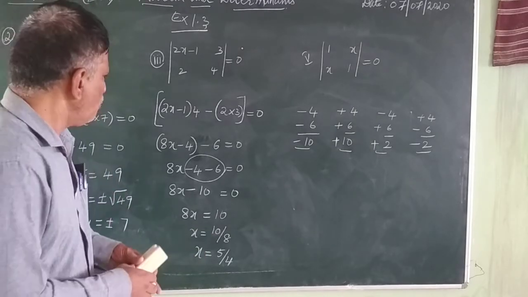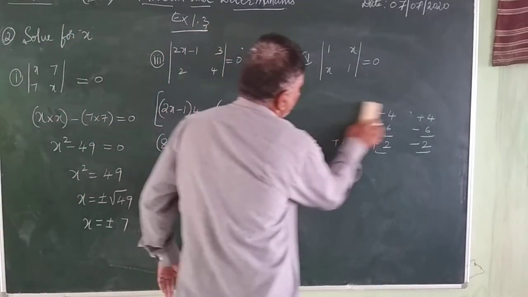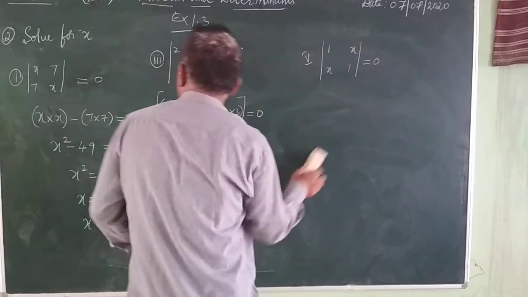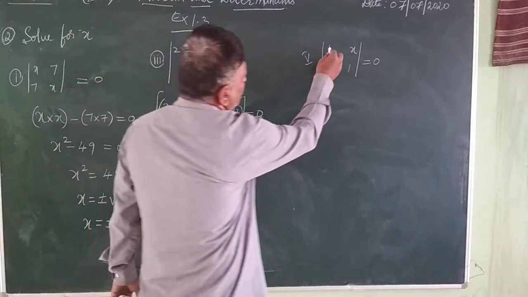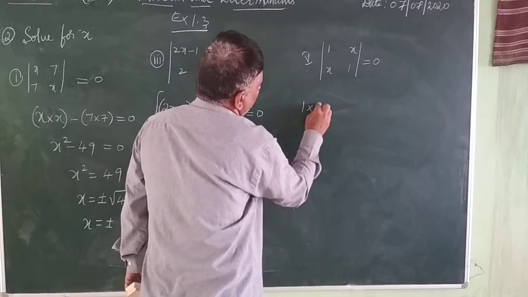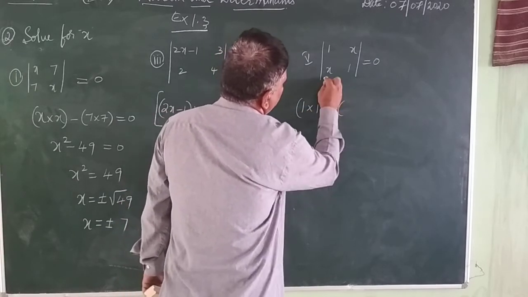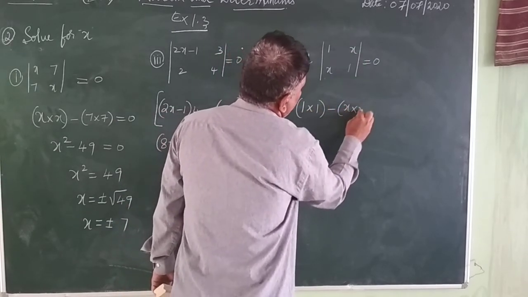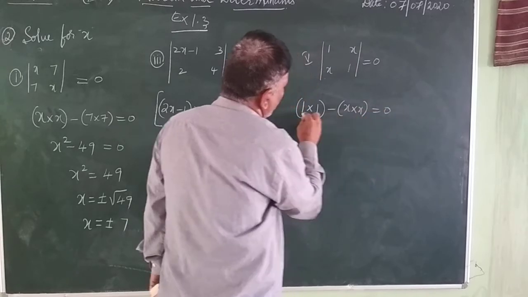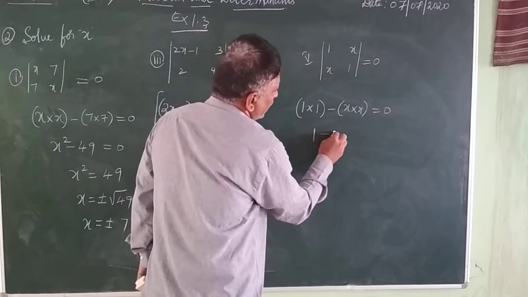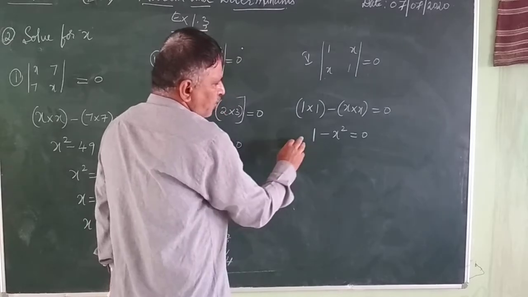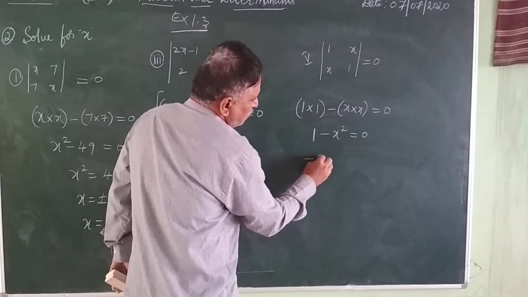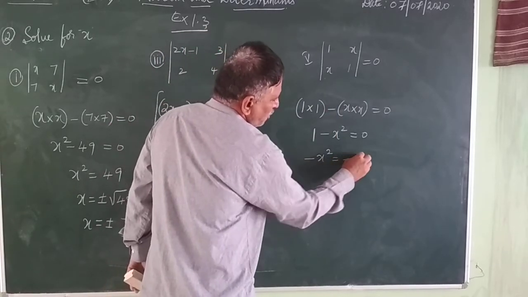Yes. Now, I will take the other problem. Of course, 1 and 1, both are the same only. So now the product of the principal diagonal, 1 into 1 minus x into x is equal to 0. 1 into 1 is 1 minus x into x is x square is equal to 0. Okay, if you want, you can send 1 to that side. Minus x square is equal to minus 1.